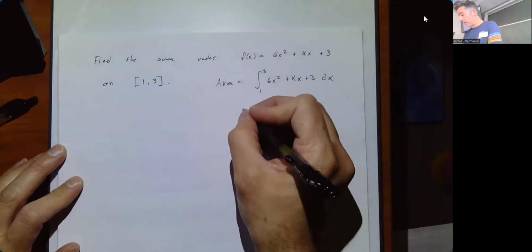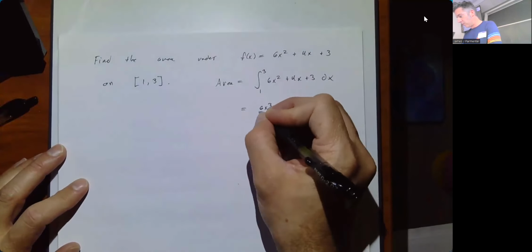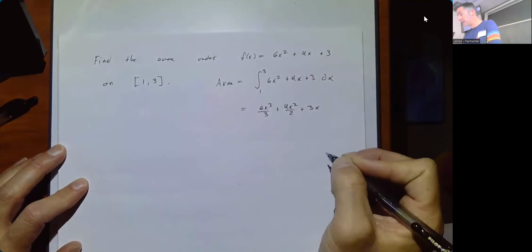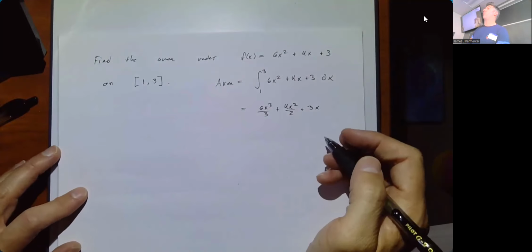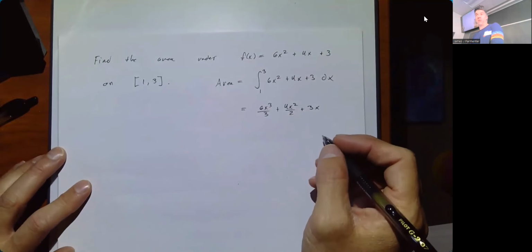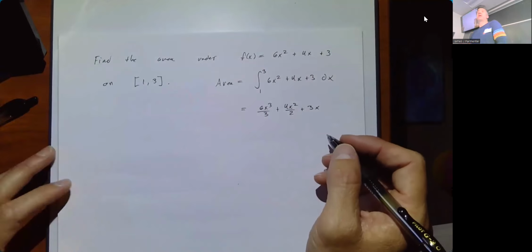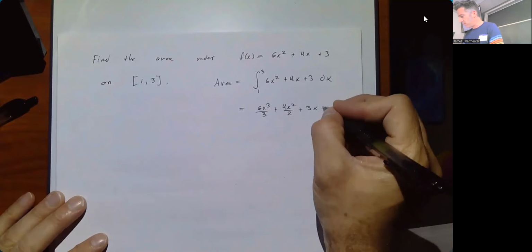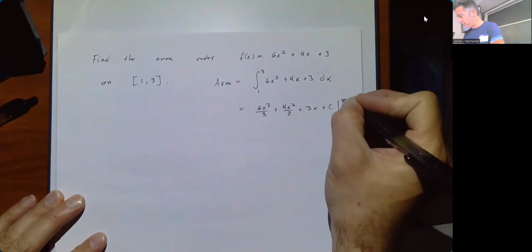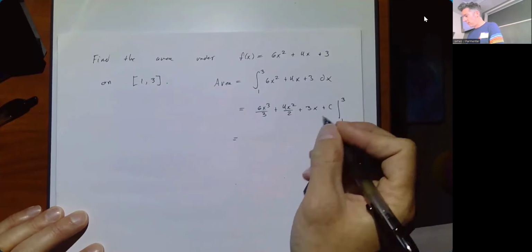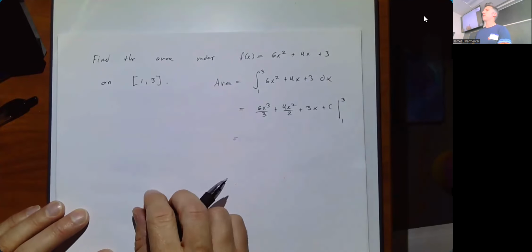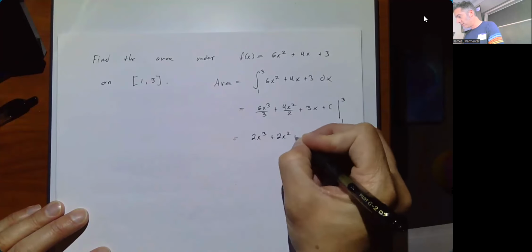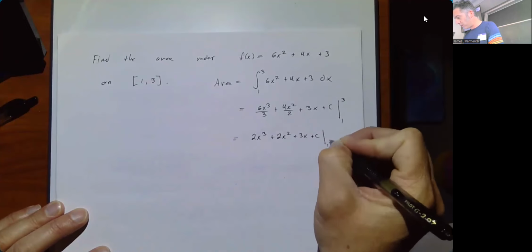We're going to anti-differentiate. So we're going to get 6x cubed over 3 plus 4x squared over 2 plus 3x. We do not need and should not write plus c when it's a definite interval. If you do, that's fine, but they're going to cancel out. In fact, I will write the plus c just so you can see that. I did plus c from 1 to 3. Then I'm going to plug in the 3. Oh, I should simplify first. I should write this as 2x cubed plus 2x squared plus 3x plus c from 1 to 3.